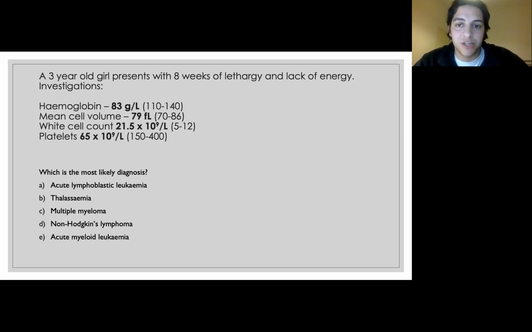So question number 1. A 3-year-old girl presents with 8 weeks of lethargy and lack of energy. Some bloods are done and the investigations are shown below. So hemoglobin of 83, MCV of 79, white cell count of 21.5, and platelets of 65. The normal values are shown in the brackets. So which is the most likely diagnosis? I'll give you about half a minute to have a stab at that.